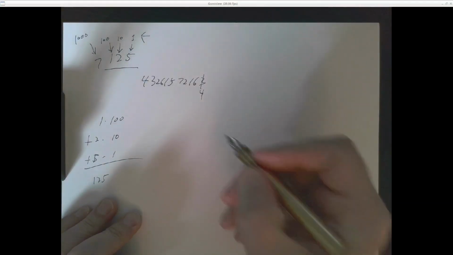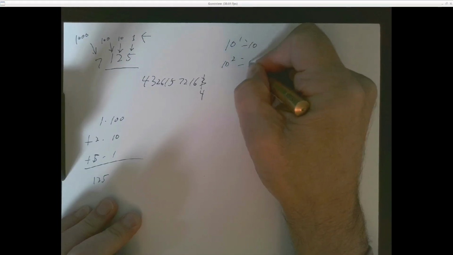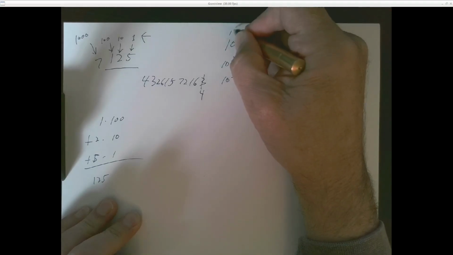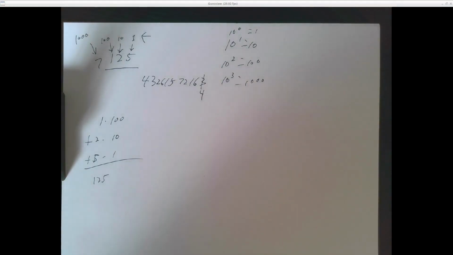So where do these multipliers come from? They're powers of 10, right? 10 to the first is 10. 10 squared is 100. 10 cubed is 1,000. Here's the weird one: 10 to the 0 is 1. That's almost by convention. So we can do something similar with numbers other than 10, right? We pick 10. Why? Because most people have 10 fingers, right? But there's really nothing magic about 10. We could do this with 9 or 11 or 8.